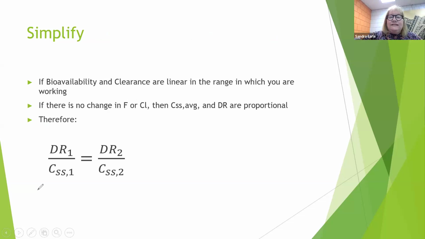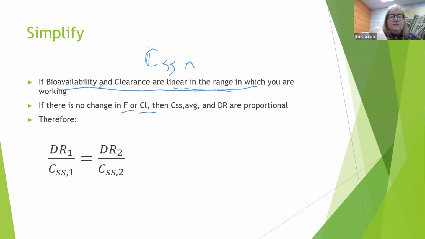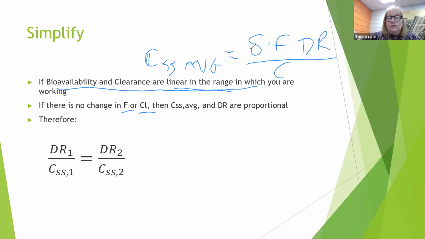So if we're at steady state, we have a cool trick we can use, or a cool shortcut. So if bioavailability and clearance are linear in the range that we're working, which we haven't really talked about, but we have to assume that, and there's no change in bioavailability or clearance. So again, our CSS average is equal to salt form times bioavailability times dose rate, drug in over drug out.